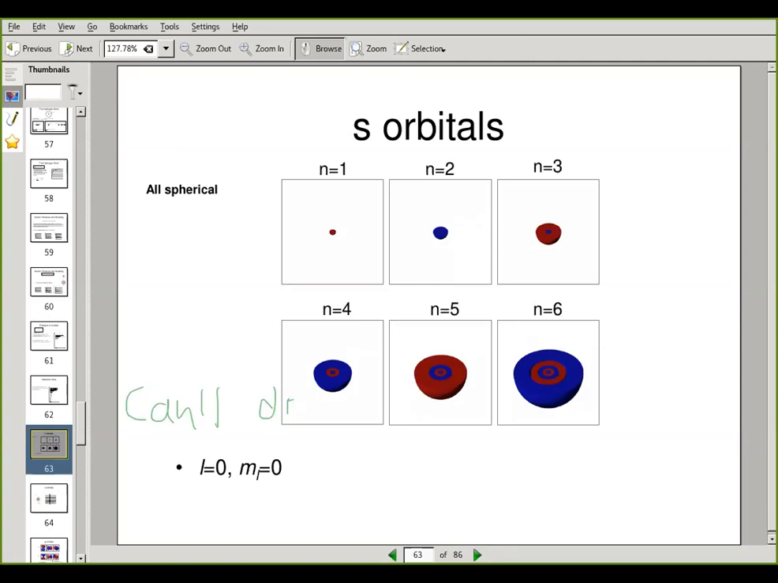Whoever's done that, can you please remove that annotation? Okay.